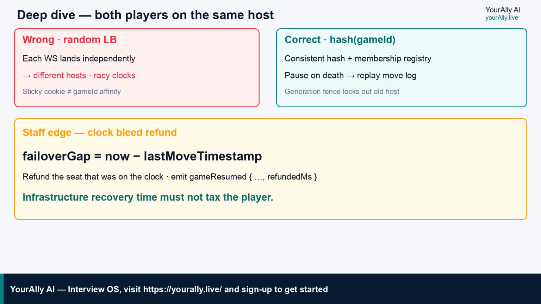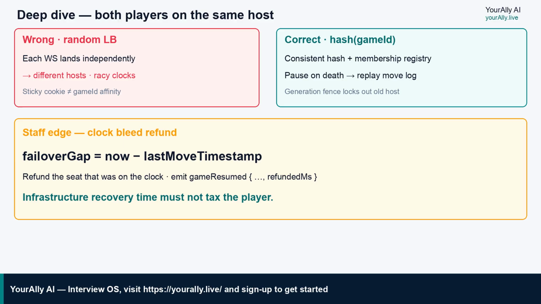Persist last move timestamp whenever a move is accepted or a clock switches. On resume, compute failover gap as now minus last move timestamp and explicitly refund that duration to the seat that was on the clock. Push game resumed with white time, black time, and refundables, so both clients agree. Infrastructure recovery is on the platform, not the player.